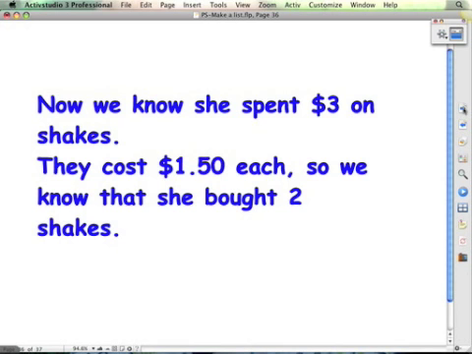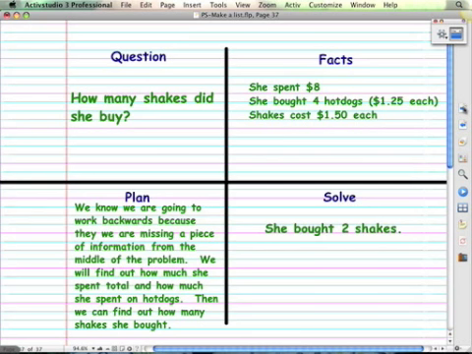We know that the shakes cost $1.50 each. So we know now that she bought 2 shakes. Go ahead and take a second, pause here while you look at our quadrant and check it against your own work.